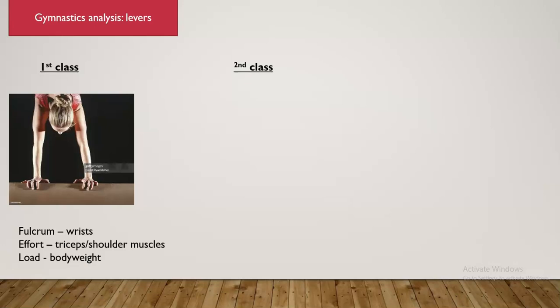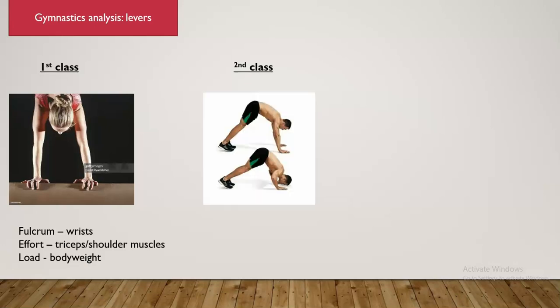So now moving on to the second class really quickly, we're doing a pike push-up. The fulcrum is the toes in this scenario. The effort is the triceps, and the load is the body weight, predominantly the upper body.